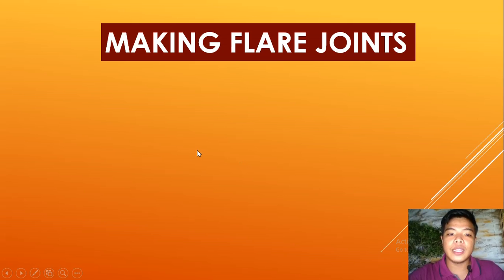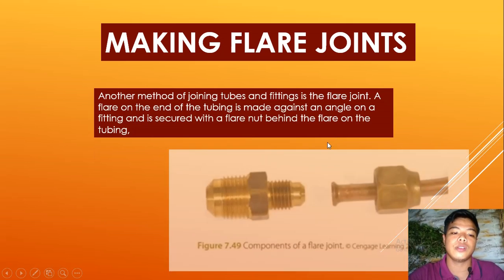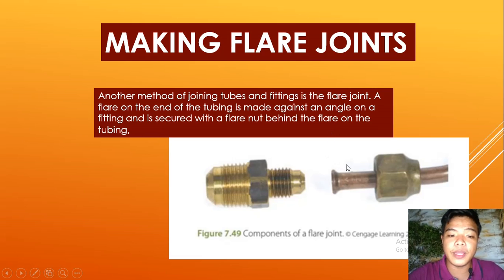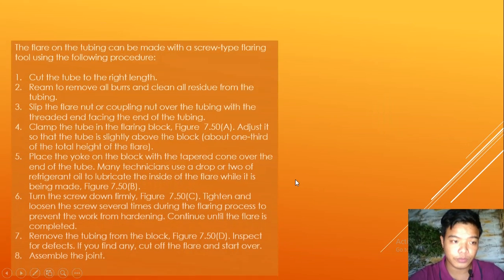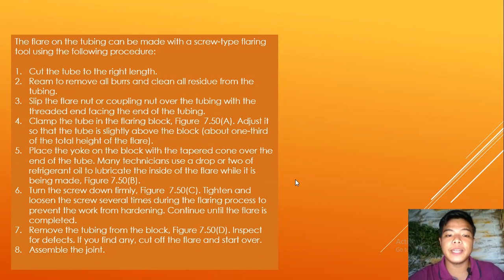Then the next process is making flare joints. This is another method of joining tubes and fittings. A flare on the end of the tubing is made against an angle on a fitting and is secured with a flare nut behind the flare on the tubing. The flare on the tubing can be made with a screw type flaring tool using the following procedure.